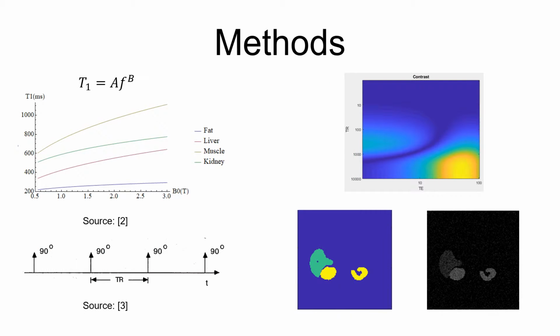Here are some figures showing the details of the process. To calculate T1 under B0, from a paper written by Portnoy, it follows a simple polynomial relation. For fat, liver, muscle, and kidney, their relation between T1 and B0 are plotted in the first figure. A saturation recovery sequence is shown in the second figure, and if we generate a mesh grid of TE and TR, contrast of the grid can be shown. Yellow region indicates a higher contrast, and dark blue region indicates a lower contrast. An example of phantom mask data and reconstructed image is shown in the end.